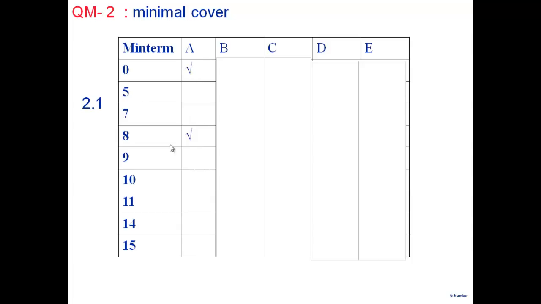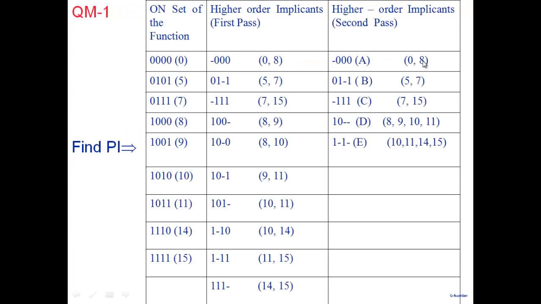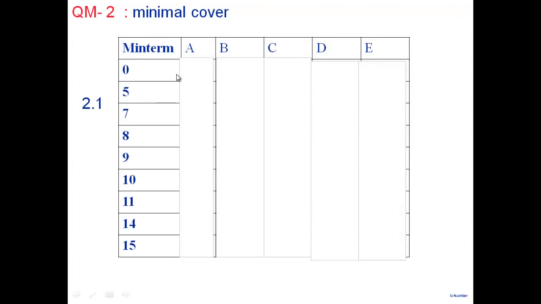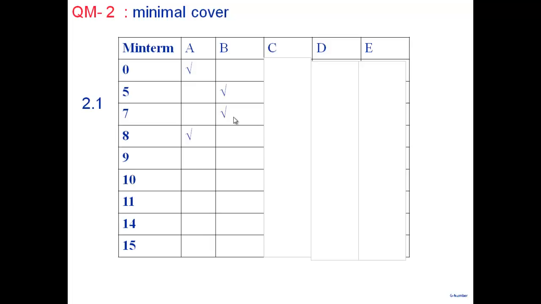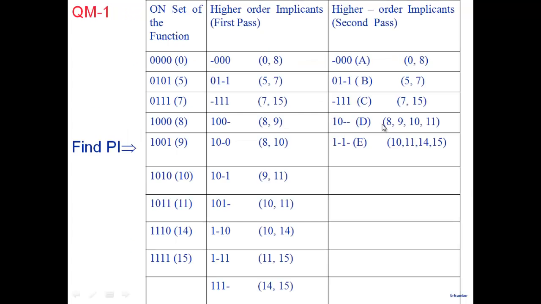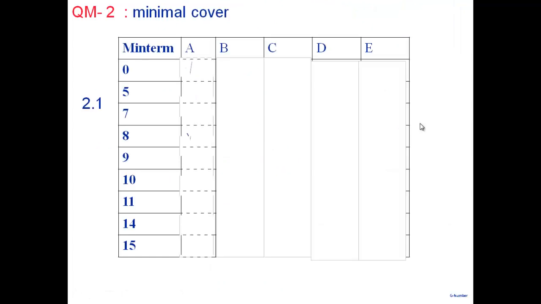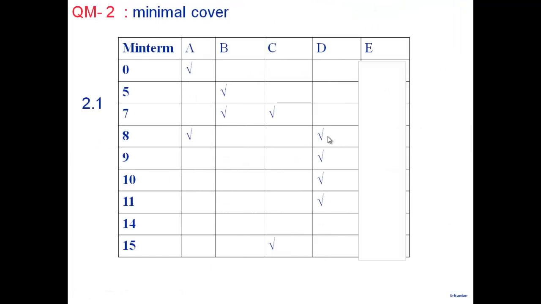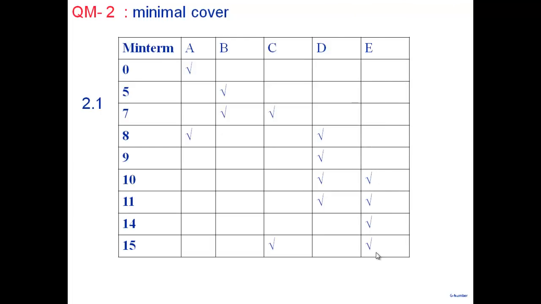So A covers 0 and 8. Go back and see. A covers 0 and 8. Right? So that is indicated, 0 and 8. B covers 5 and 7. C covers 7 and 15. D covers, go back and see the D part here, D covers 8, 9, 10, 11. Right? So I fill this up. D covers 8, 9, 10, and 11. And E covers 10, 11, this one. All right, the same information is displayed in this form of a table here.